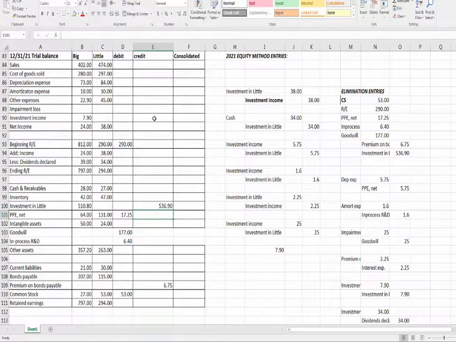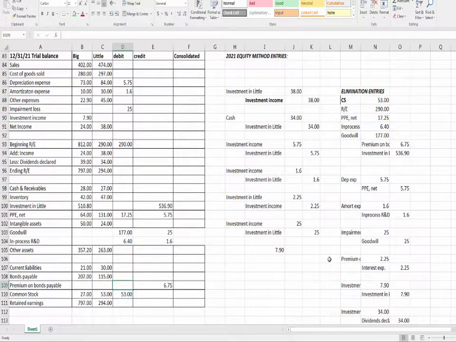Now we do our amortization. Debit to depreciation expense, so cursor on the cell, plus that. Property, plant, equipment net, cursor on the cell, plus that. Amortization expense, plus that. Credit to in-process R&D, plus that. Impairment loss, so plus that. Credit to goodwill, plus that.